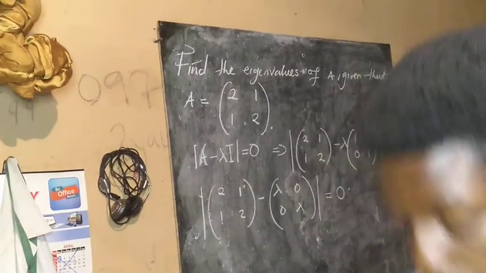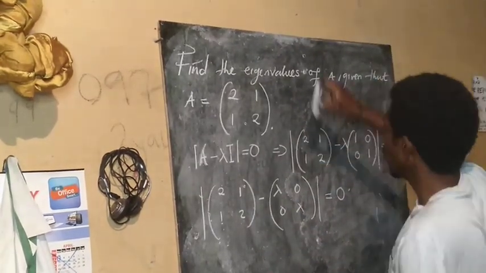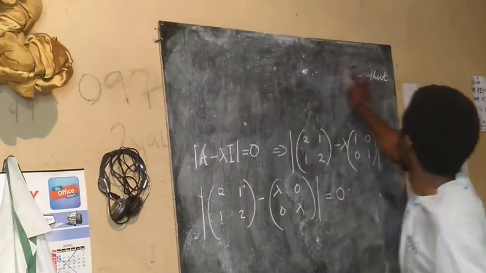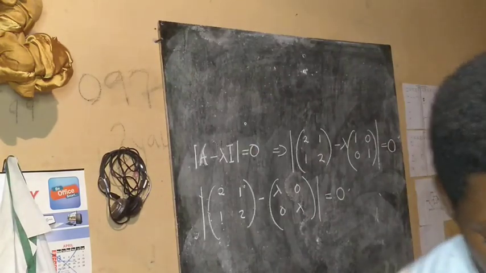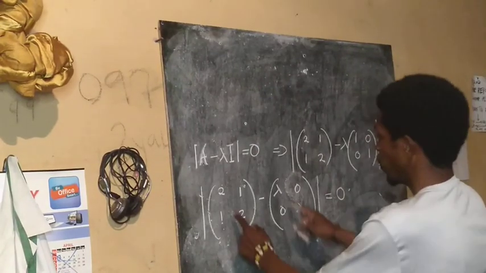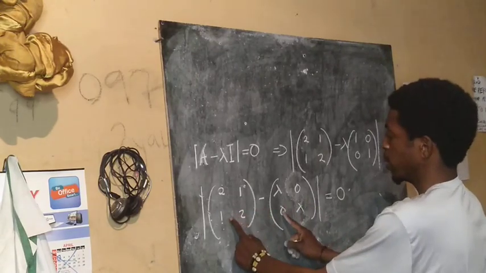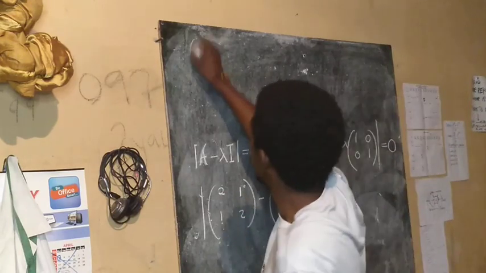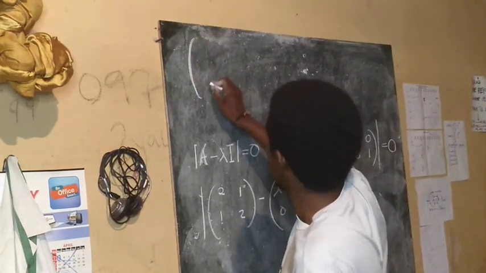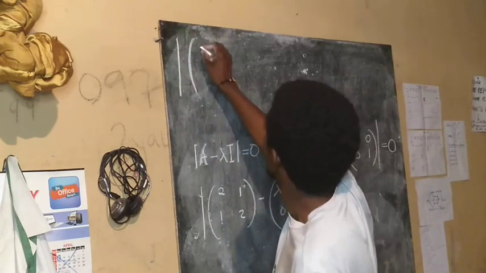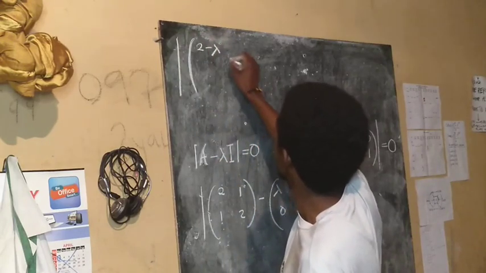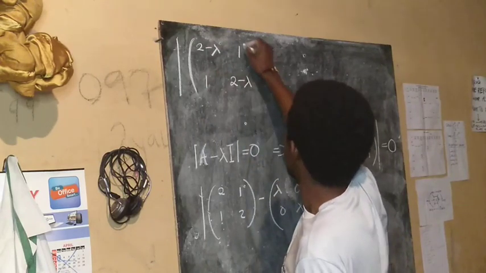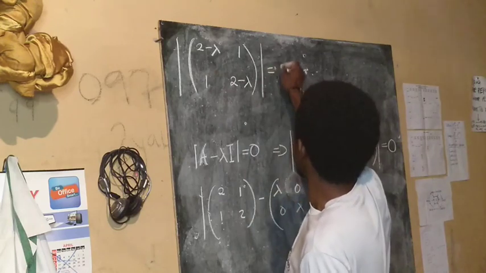So if you've not written what is up there, you pause and write. Now I'll subtract this matrix and this matrix. So when I subtract, here is 2 minus lambda, 1 minus 0. So I'm having something like this: 2 minus lambda, 1, again 1, 2 minus lambda, like this equals 0.